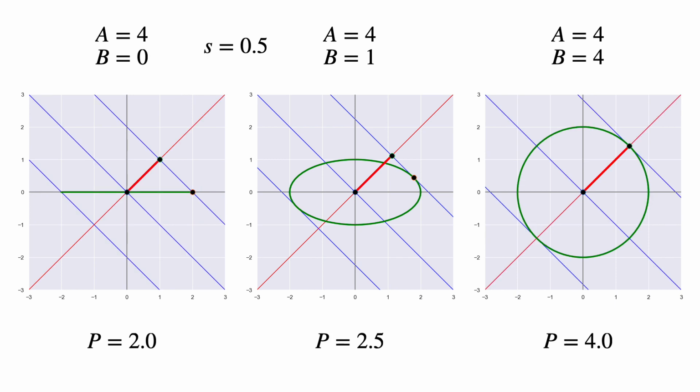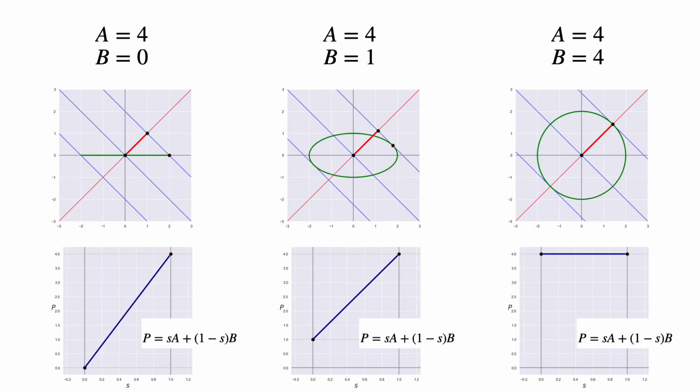If I do other objects, where A and B are different. On the left, A is 4 and B is 0, so now it's a line segment. And you can see in this case P is 2. On the right, A and B are the same, so now it's a circle, and P is 4.